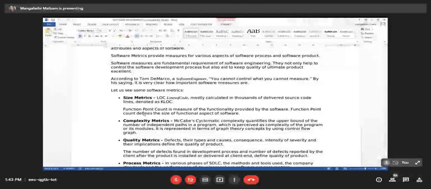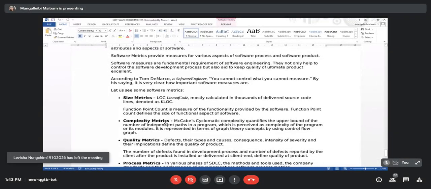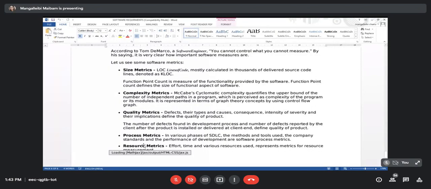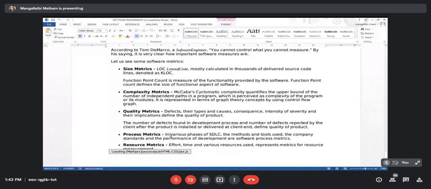So like that, we have certain metrics. This is size metrics. Complexity metrics is also there, where we are going to measure the cyclomatic complexity. We are going to measure quality metrics like defects, how many defects are there in the whole process, that will be measured. And also we have process metrics here, methods and tools used.